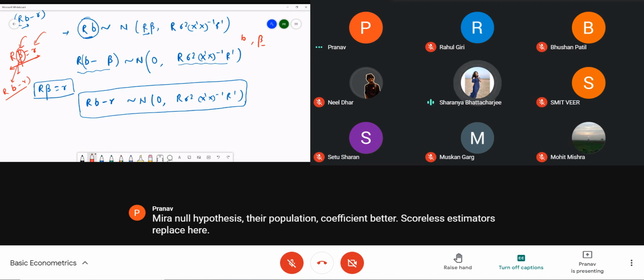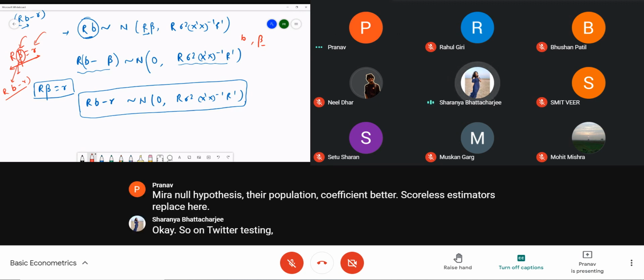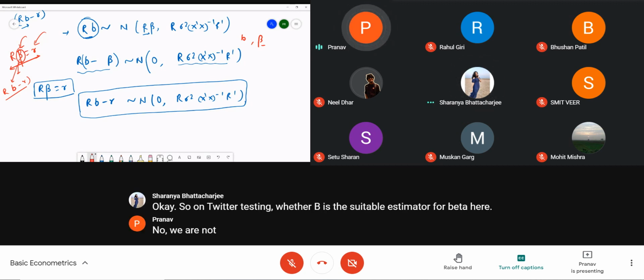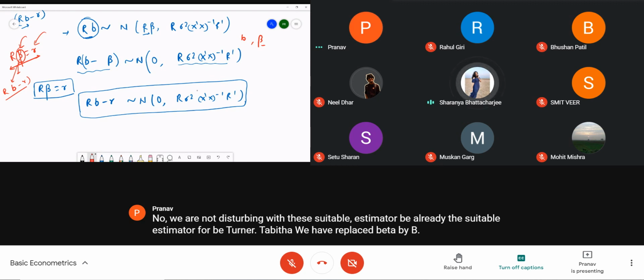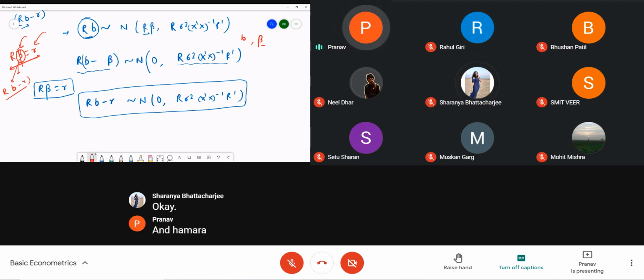Okay, so aren't we testing whether B is the suitable estimator for beta here? No, we are not testing whether B is a suitable estimator. B already is a suitable estimator for beta, na? Tabhi to we have replaced beta by B. Okay, sir, understood. है ना? हमारा testing of hypothesis about the population coefficients पे.